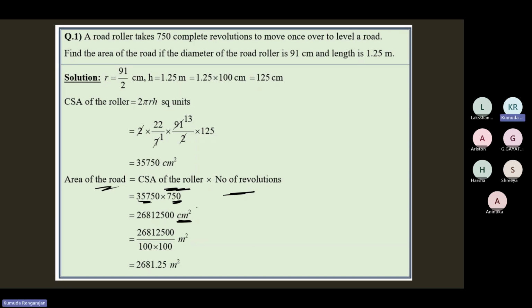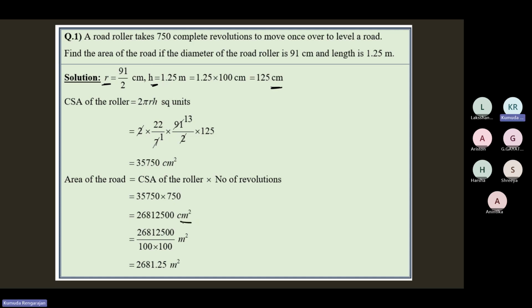Okay, convert that to meter square. Now, why did we convert meter to centimeter? Because the radius is in centimeter, so we have to convert the height also to centimeter. You can also convert the centimeter to meter if you want. That's your choice. You can convert 91 by 2 centimeters also to meters. Normally we convert to the smaller of the two units. When we use the values of R and H, we normally convert it to the smaller of the two units. Centimeter, meter. Which one is smaller? Centimeter. So we convert it to centimeter.